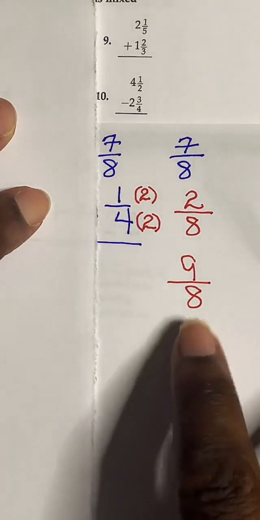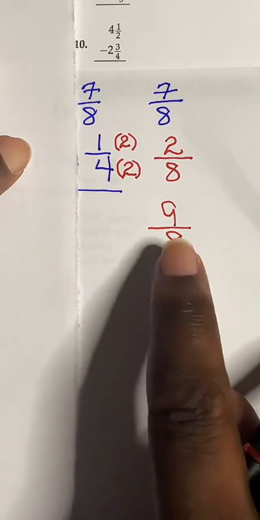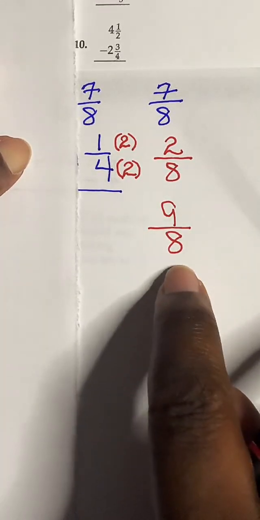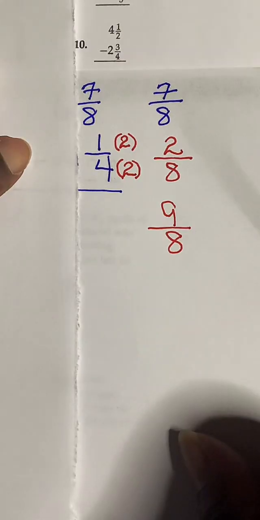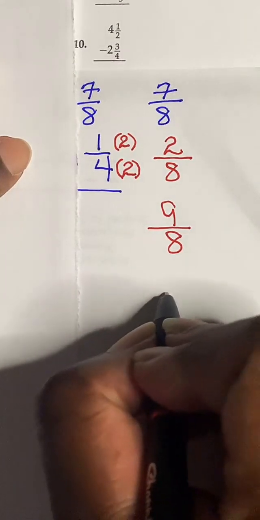Now, 9/8, that's an improper fraction. That means there is a whole number inside of this fraction. What do I mean by a whole number? So what divided by 8 will equal 1?